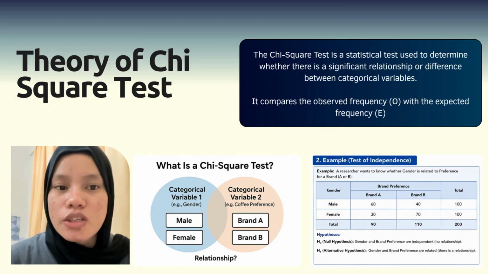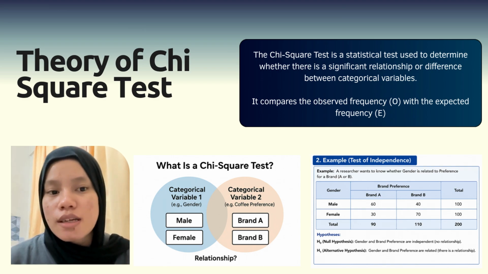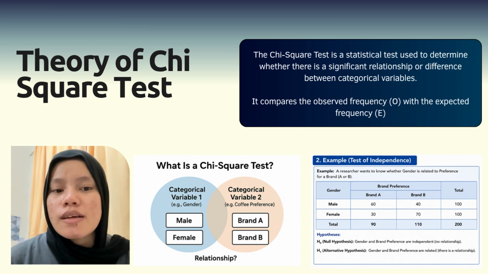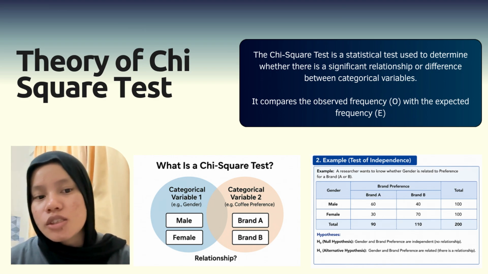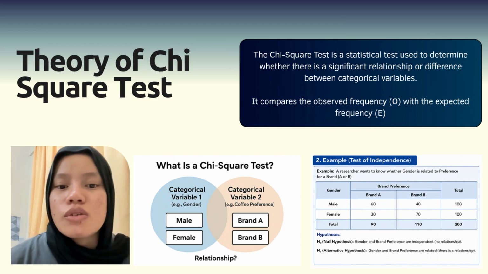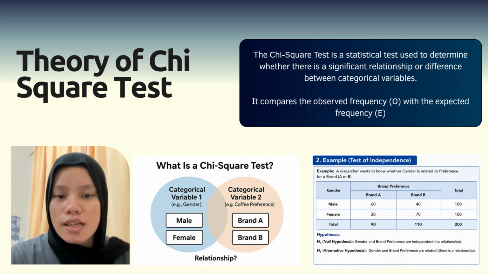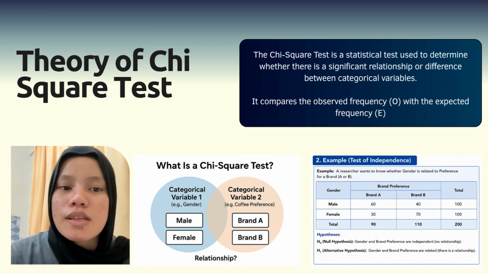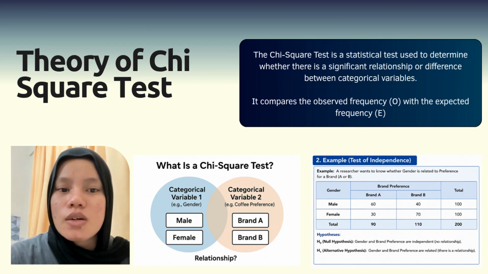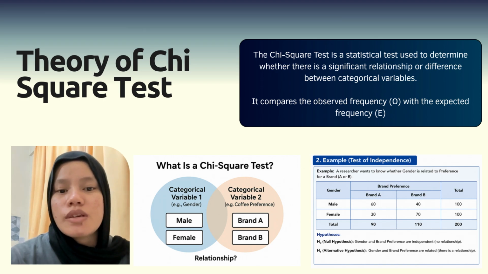Next, I will explain the theory of the chi-square test. So, the chi-square test is a statistical test used to determine whether there is a significant relationship or difference between categorical variables. It works by comparing the observed frequency, which is the actual data collected, with the expected frequency, which is the data we would expect if there was no relationship between the variables.